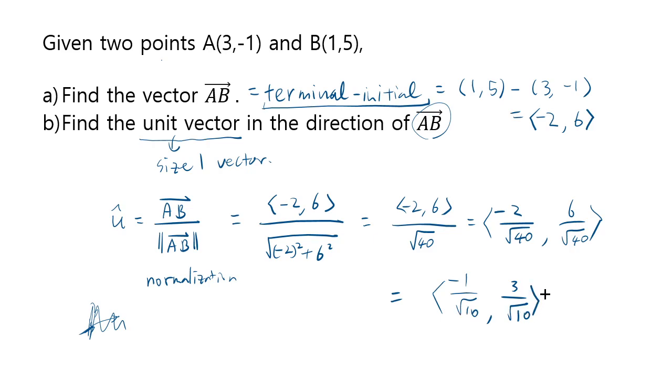And some of the questions might actually ask you to rationalize the denominator. So if you fully simplify with rationalizing the denominator, which means you multiply the square root of 10 top and bottom, you end up with negative square root of 10 over 10, comma, 3 radical 10 over 10.